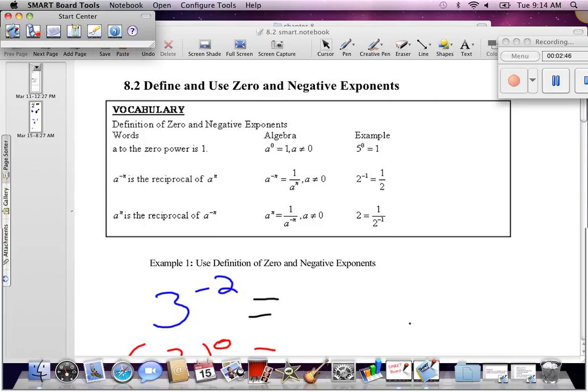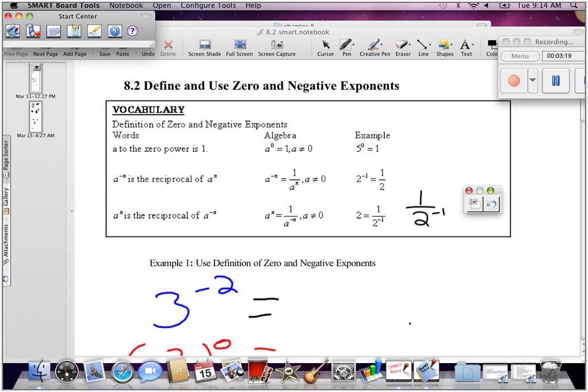There we go. Okay. So do you understand how that works? Questions? So here's the other one. What happens if you just did it the opposite way? What happens if you have the reciprocal of A to the negative n. So if you have, let's say, 1 over 2 to the negative first power. You can't have a negative exponent, so what do you have to do?